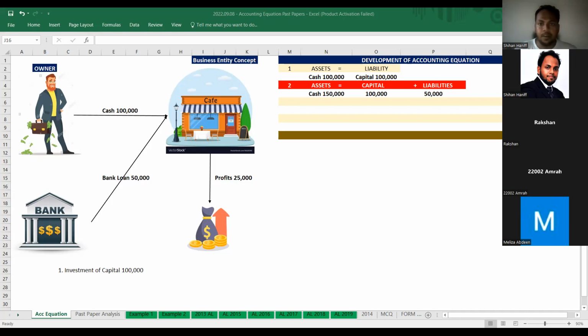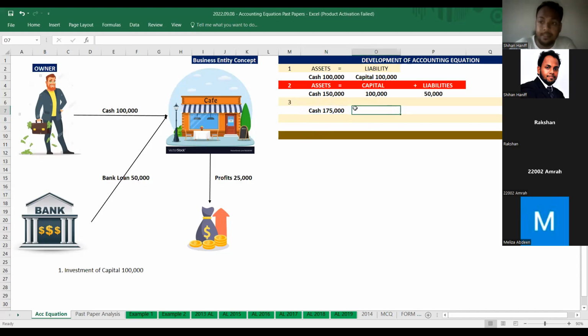Profit 25, which is let's say it's cash, received cash. Now the total cash value is 175,000. Total cash value is 175,000, right?